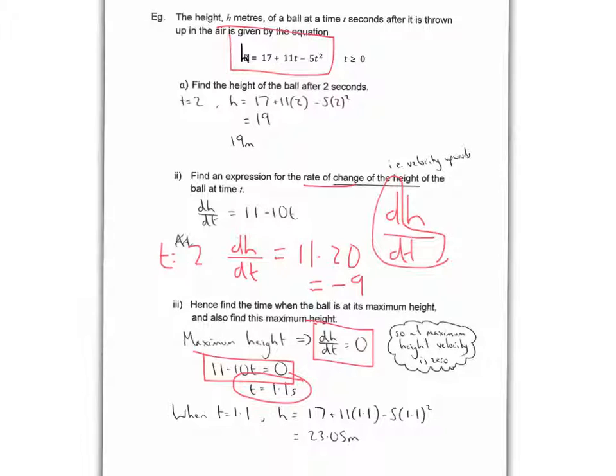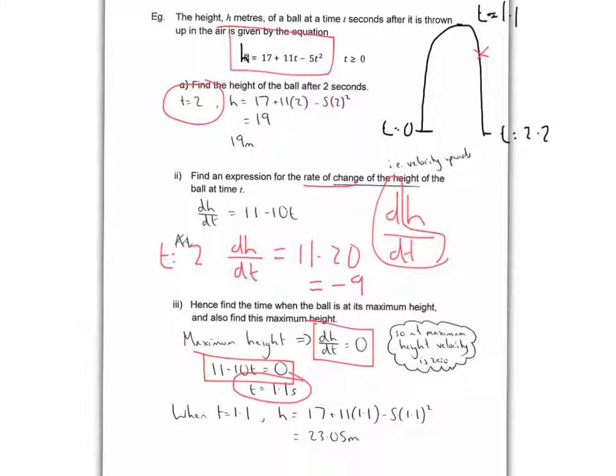So let's maybe draw a little diagram of this. You throw it, it goes up, and it comes back down again. It's thrown upwards at time t equals 0. It reaches a maximum when t equals 1.1. By symmetry, it will hit the ground again when t equals 2.2. It takes as long to go up as it does to come back down again. This particular time of t equals 2 happens around about there. At this time here, it's at a height of 23.05, the maximum height, and here when it's on the way back down at t equals 2, that's 19 meters.